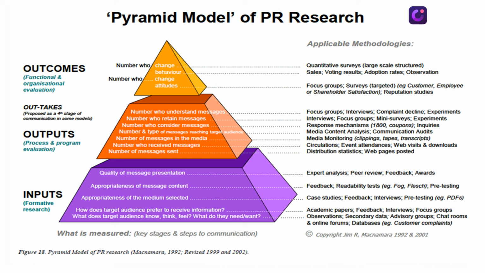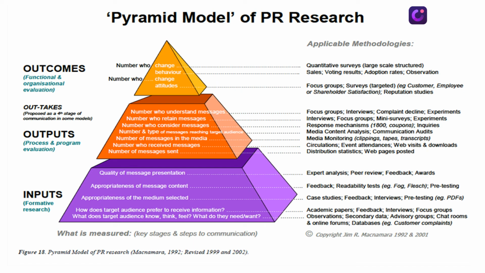So back to outputs. At this stage, we're trying to see the number who received messages, the number of messages that have been sent out. And just as we did with the other one, where you draw the line, you can see the dotted lines and the applicable methodologies that it leads to.